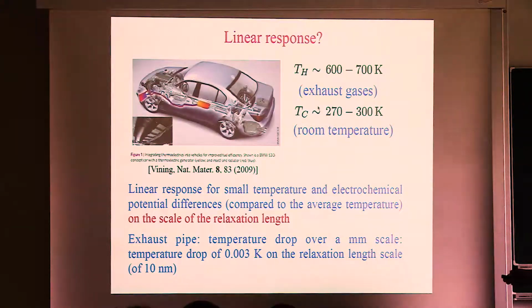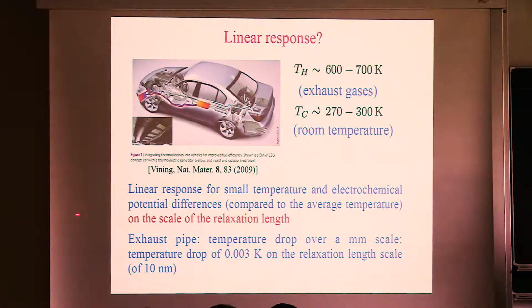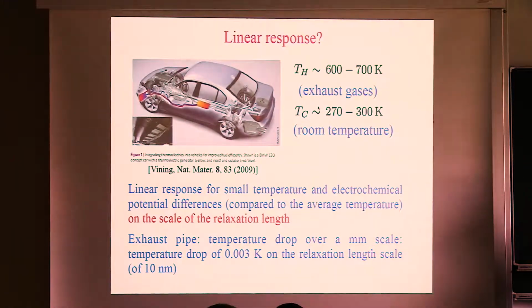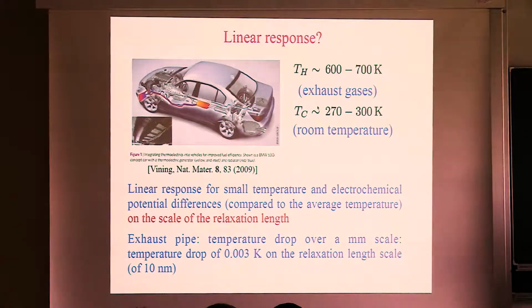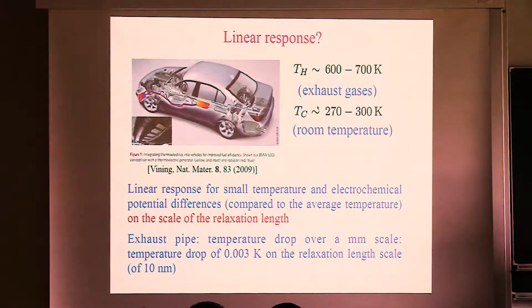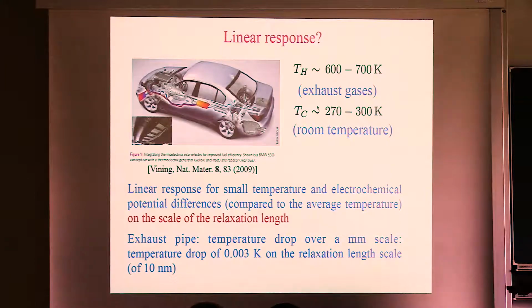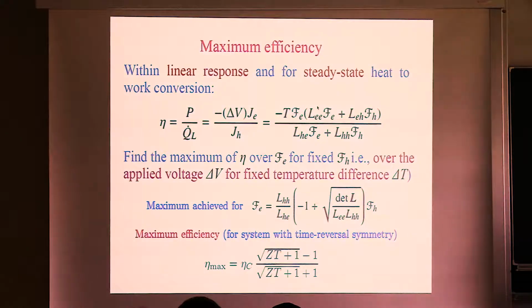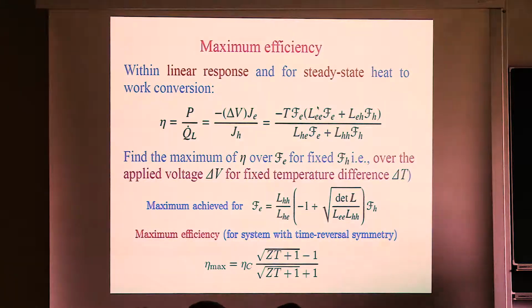On the other hand, if you compare the temperature drop on the scale of the relaxation length, you can have a different conclusion. Assume that the temperature drop is over a millimeter scale in your exhaust, and the relaxation length scale is maybe 10 nanometers. Then the temperature drop over the relaxation length scale is 3 times 10 to the minus 3 Kelvin. So it's completely negligible with respect to the average temperature. So this is the question of whether you can apply linear response, and I will come back to it later.